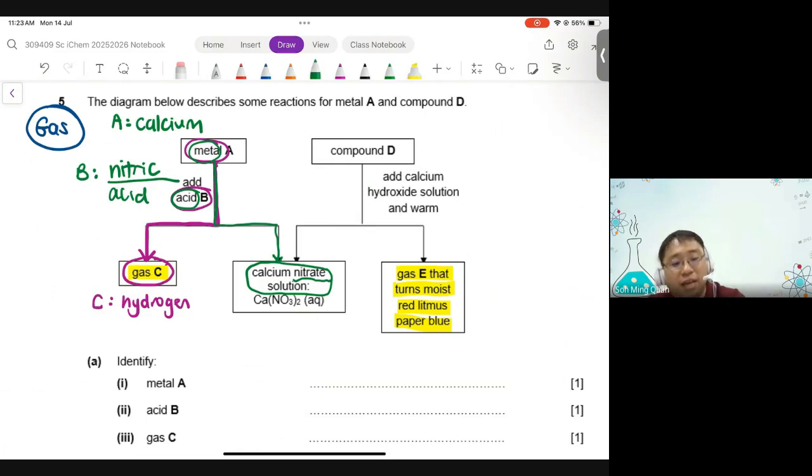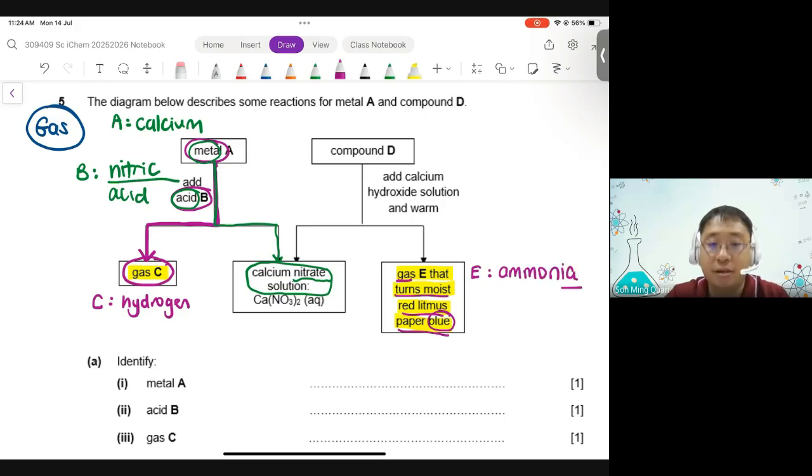Now let's go on to the other gas, which is gas E. Now this one may be unfamiliar to you, but we went through this last lesson. Which gas turns moist red litmus paper blue? There is only one gas that will do this in your syllabus. The fact that it can turn moist red litmus paper blue means that this gas is alkaline. So which gas is alkaline and can turn red litmus paper blue? The only gas? Ammonia. Take note of the spelling, please. It's ammonia gas, NH3. So E is ammonia because ammonia is alkaline and it will turn moist red litmus paper blue.